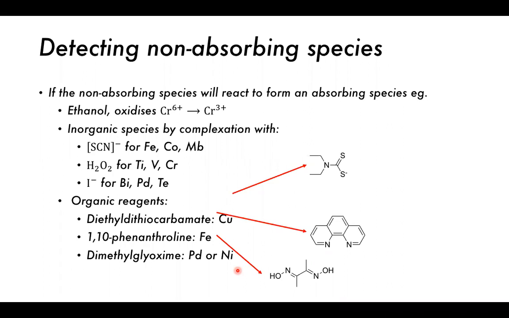So for example, if we oxidize it, which is one of our routes, from chromium 6+ to chromium 3+, we have the same amount of chromium at the end. It's in a different form, but the concentration will still be the same. So our three major methods usually are through oxidation, through complexation with inorganic species, or through complexation with organic species. Those are our three major routes to doing this.